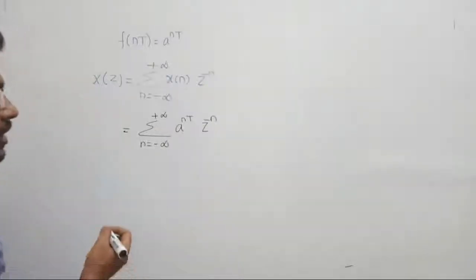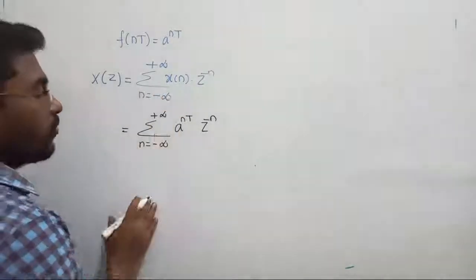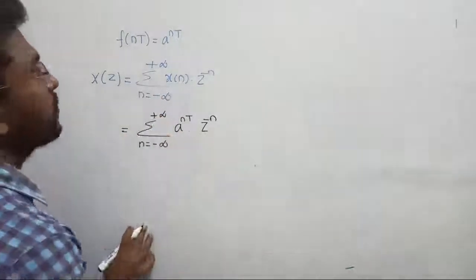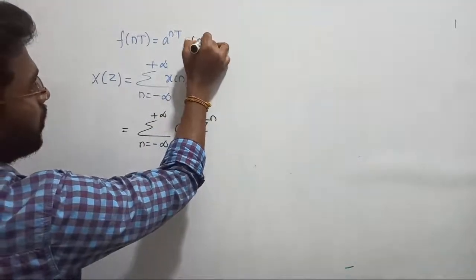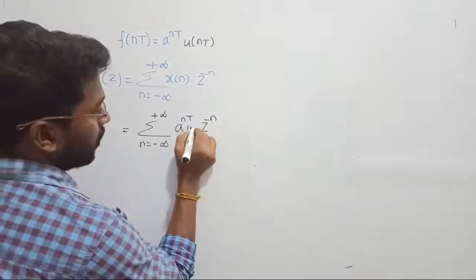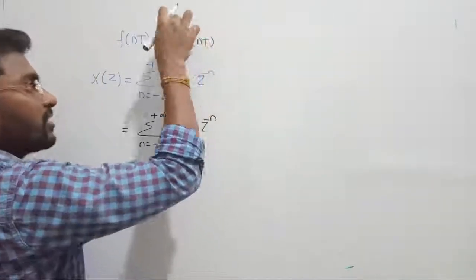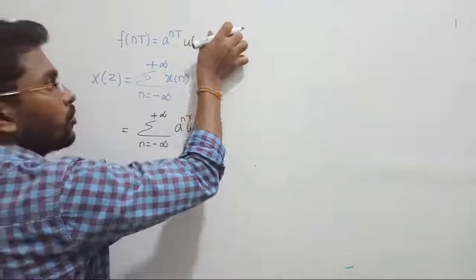Can I consider this sample from n equal to minus infinity to plus infinity? No. So this sample may be running from 0 to infinity, or from minus infinity to plus infinity. I think they forgot to consider one more function here. Let me multiply by a sample of u of nT, or u of t. In the discrete domain, this nT is nothing but u of n only. Don't think too much. Clear?